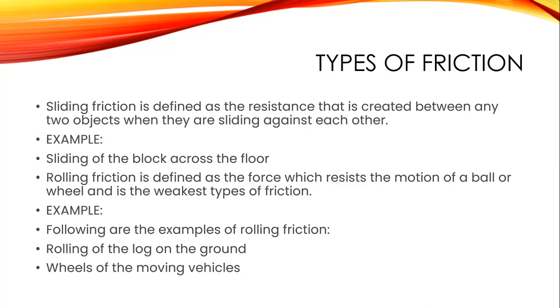The next type is rolling friction, which is considered one of the weakest kinds of friction compared to the other types. Take the motion of a ball moving on the ground, moving a wooden log on the ground, or the wheels of a moving vehicle with reference to the road surface. These are some real examples of rolling friction.